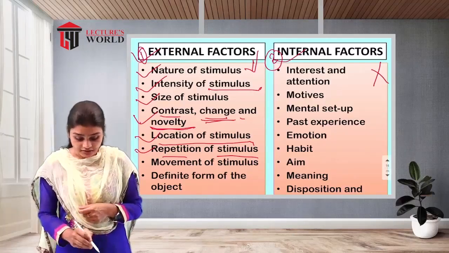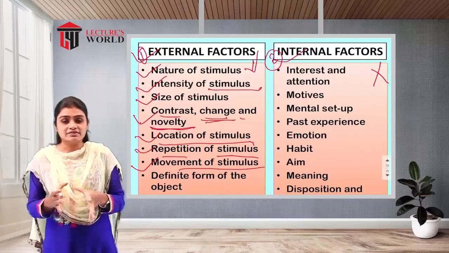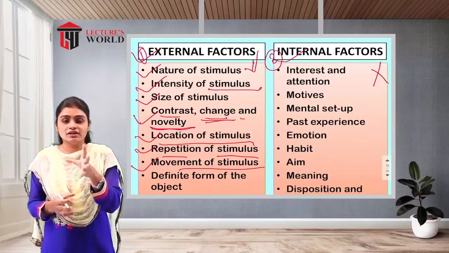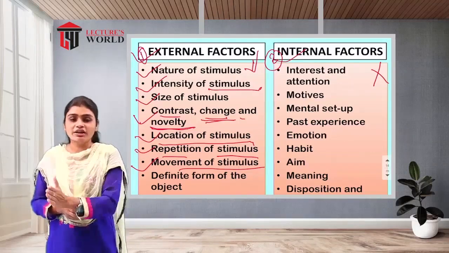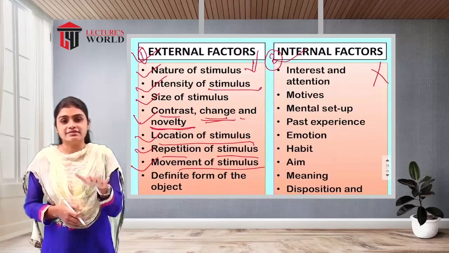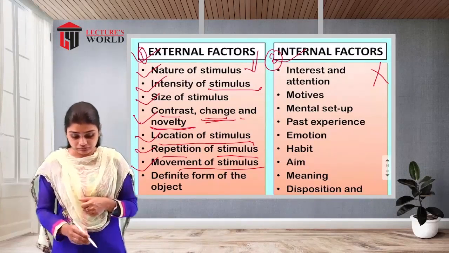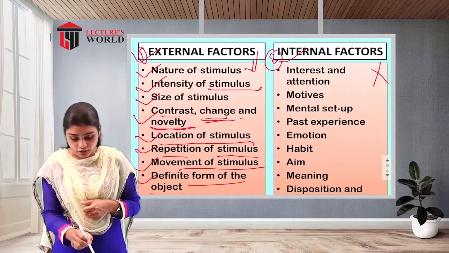The next external factor is the movement of stimulus. Movement in the sense of when the stimuli are moving, when there is motion in that particular stimuli, our attention will quickly go over there in comparison with steady stimuli. So that is movement of stimulus. And after that, definite form of the object.